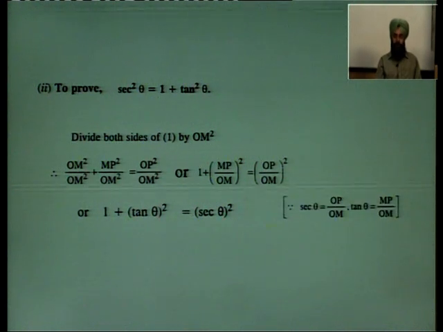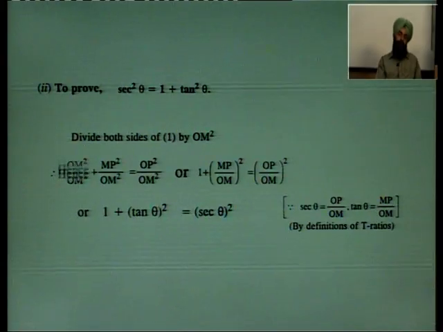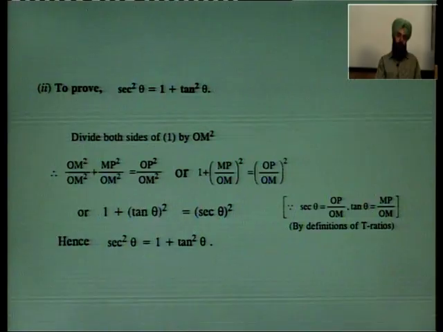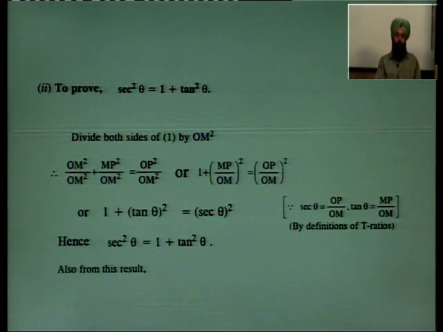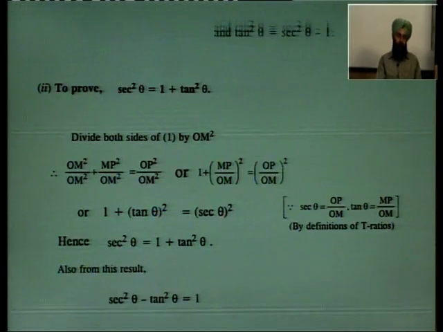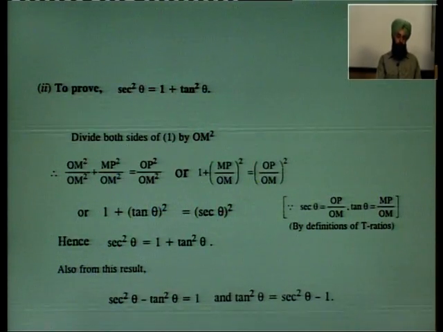This is by definition: secant theta is OP by OM and tan theta is MP by OM. So, therefore, 1 plus tan square theta is equal to secant square theta, or secant square theta is equal to 1 plus tan square theta. Also from this result we can write secant square theta minus tan square theta is equal to 1. This is the secant trigonometric identity.